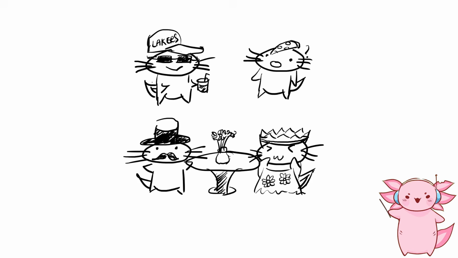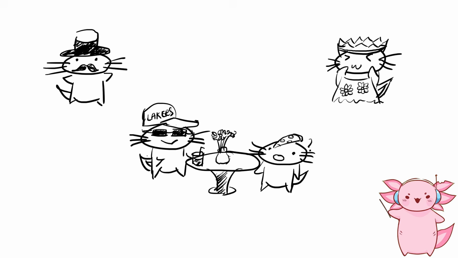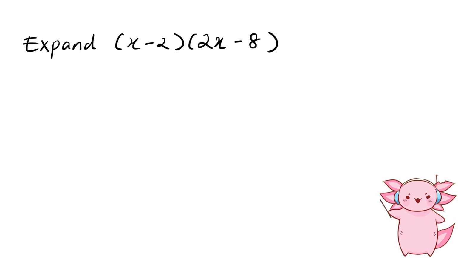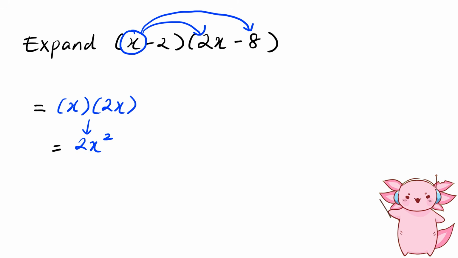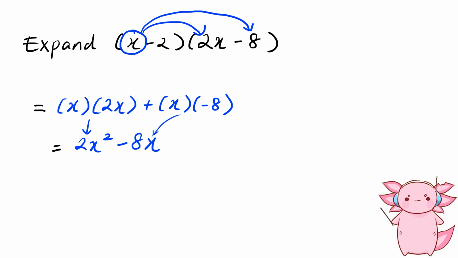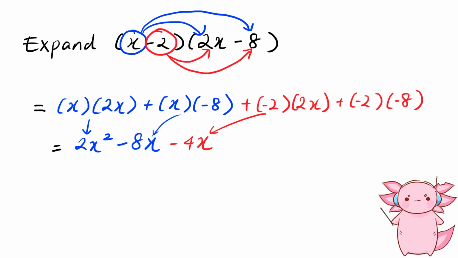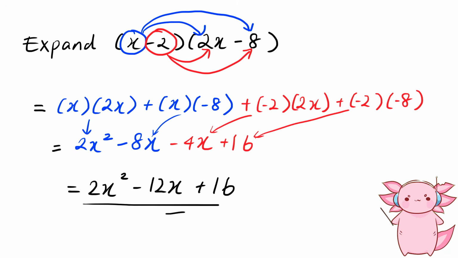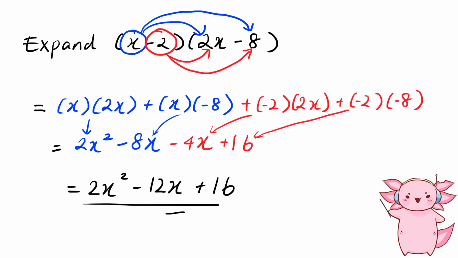Expanding is kind of like a networking event where everyone is trying to get to know each other. So for this question, the x wants to get to know both this 2x and the minus 8. So x times 2x gives us 2x squared, and also x times minus 8 gives us minus 8x. Now this minus 2 over here needs to also get to know the 2x and the minus 8. So we do the same, and after a bit of simplifying, we get our final answer here.